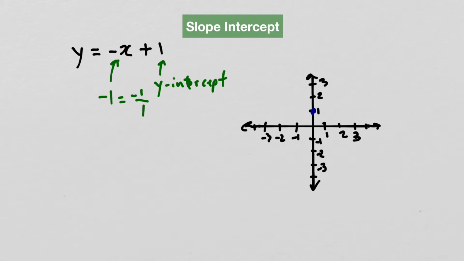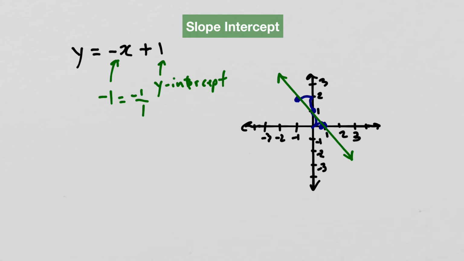Okay, so let's start at the y-intercept. And we're going to rise one position. And then we're going to run to the left one position. And that lands us right here. The opposite is also true. You're going to drop one position and then run to the right one position. And what you get is a graph that looks like this.